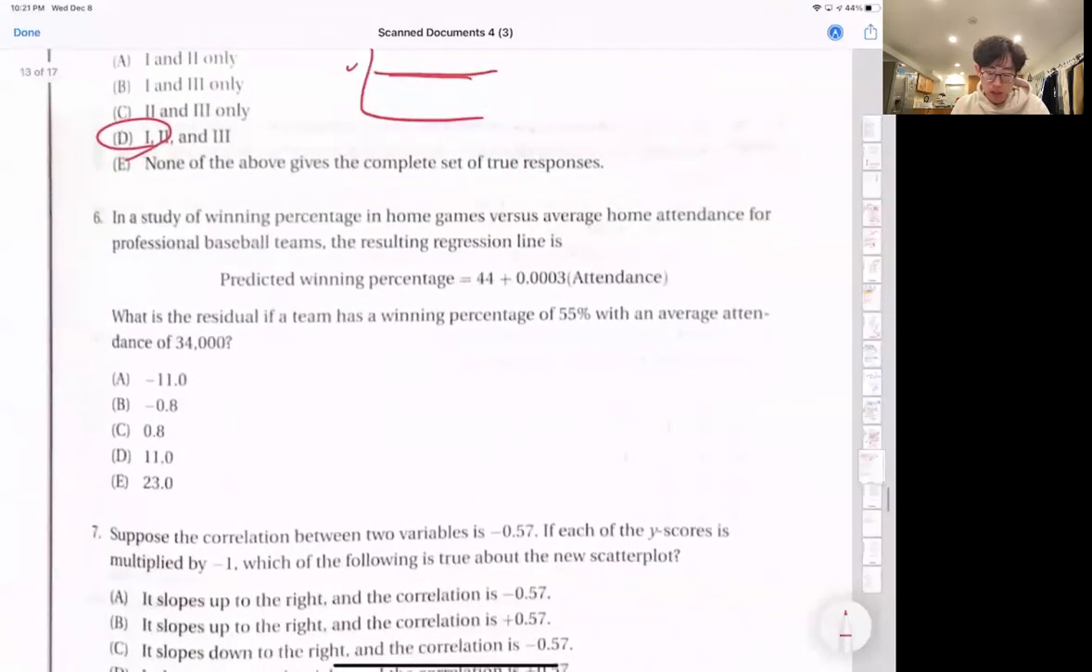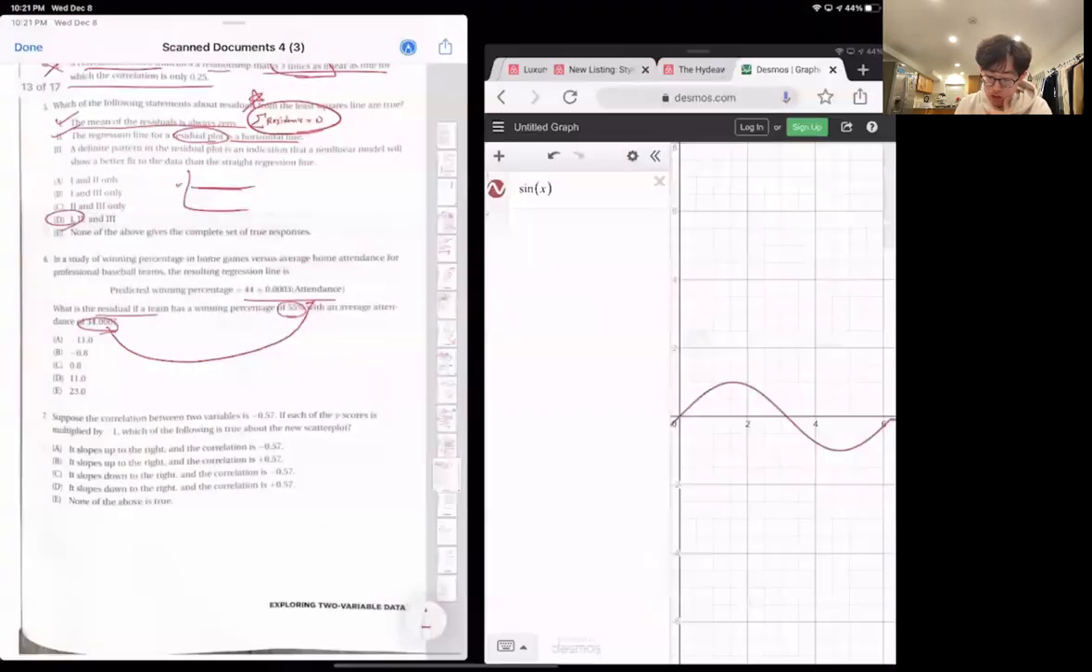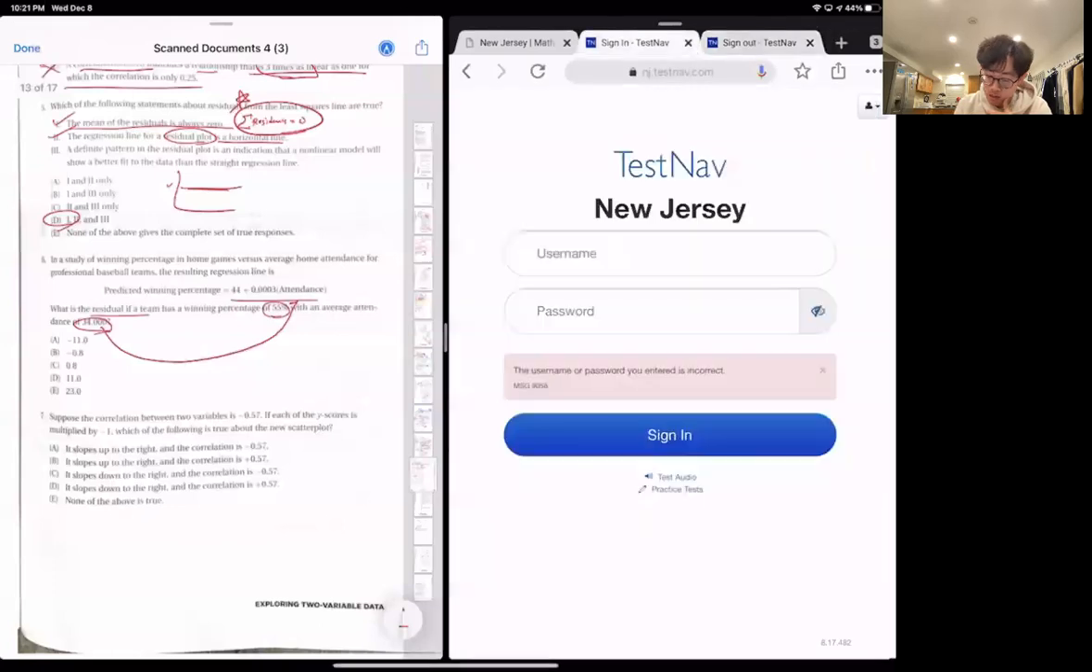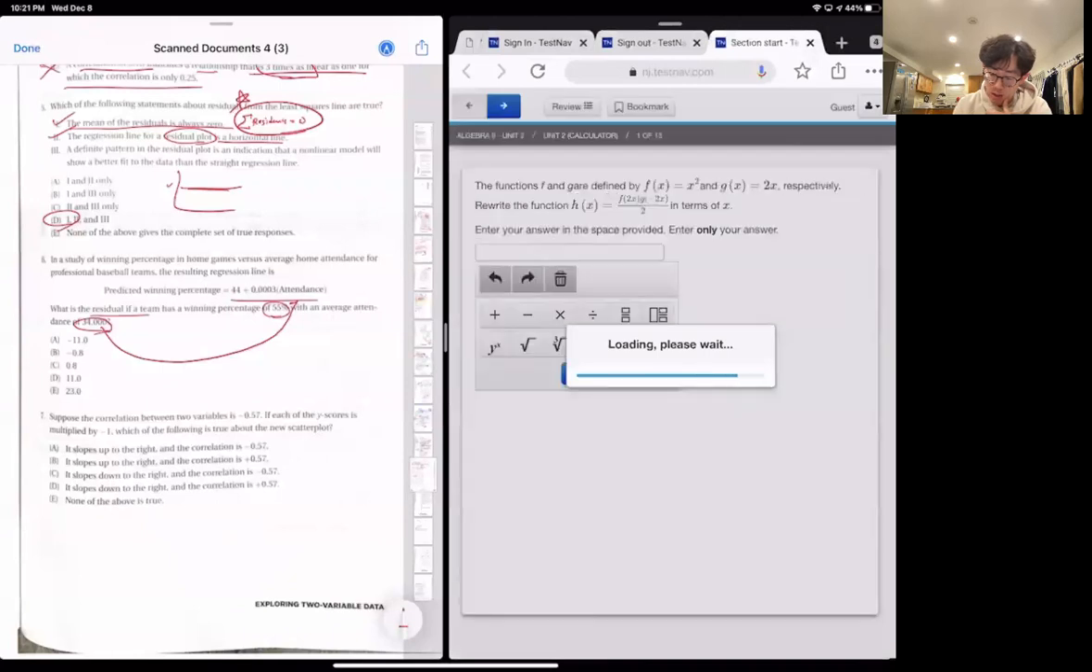In a study of winning percentage in home games versus average home attendance for professional baseball games, the resulting regression line is, okay, so we have this. What is the residual if a team has a winning percentage of 55% with an average attendance of 34,000? So again, we just want to plug in the 34,000 into this equation right here. Oh, I lost my calculator, so I have to start over. All right, so let me just go all the way to this.